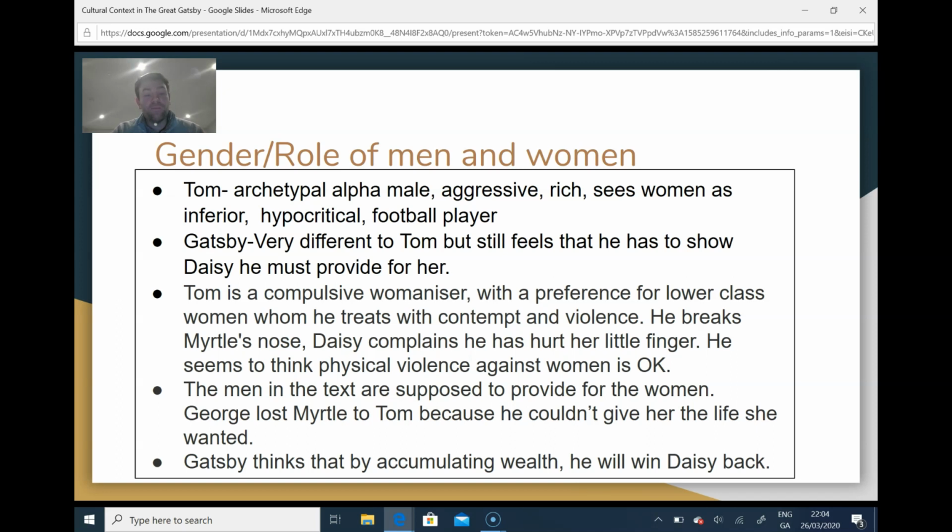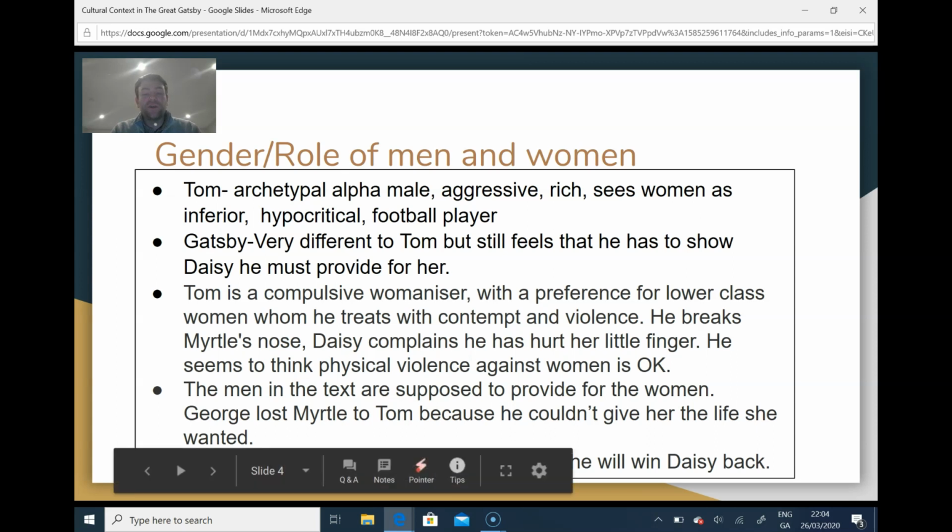And that should be a point that you'll make in terms of the role of men and women, that Myrtle could do nothing about that, okay? In fact, she still kept going on with her affair with him. It was as if he had the right to do that. Daisy complains he has hurt her little finger. He seems to think physical violence against women is okay.